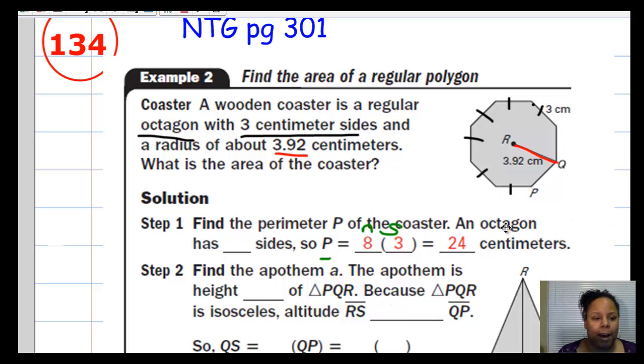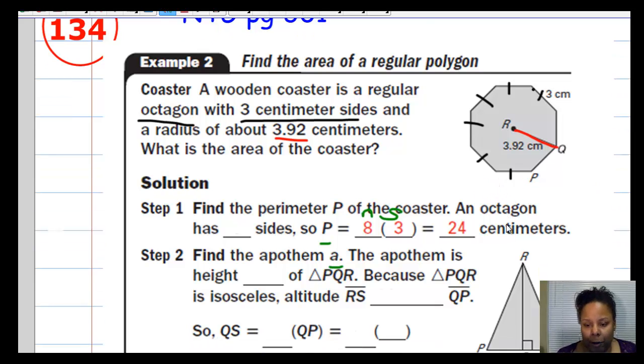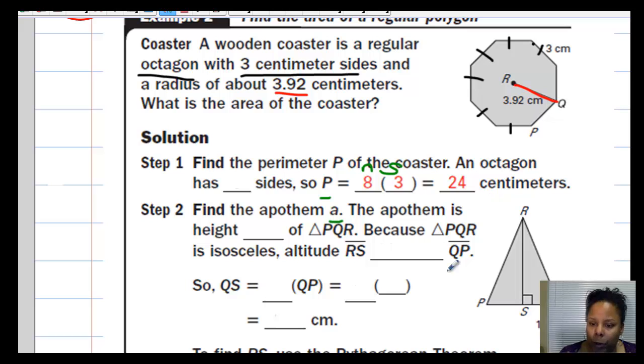So in order to finish out our formula, we have to find the apothem. And the apothem is the height of the triangle. And as you can see here, they don't have a triangle drawn to represent the central triangle or any of the 8 central triangles. So what we're going to do is we're going to take the center R. We're going to take a point, one of the vertices of the polygon, P, and its adjacent vertex, Q, and we're going to make that triangle. So this is my central triangle that we talked about.